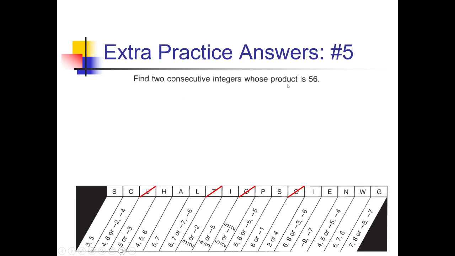And I need the product of 2 consecutive integers. So for this I could write n times parentheses n plus 1. There's the product of 2 consecutive integers. Now what about this? Well, they said that product is 56, so equals 56. And this now gives me a quadratic that I can solve to figure out my integers. To do this, I need to get it in standard form, but before I even move things around, I'm going to want to distribute to get rid of that parentheses. So we've got n squared plus 1n equals 56. And then I'm going to subtract 56 to zero this out.